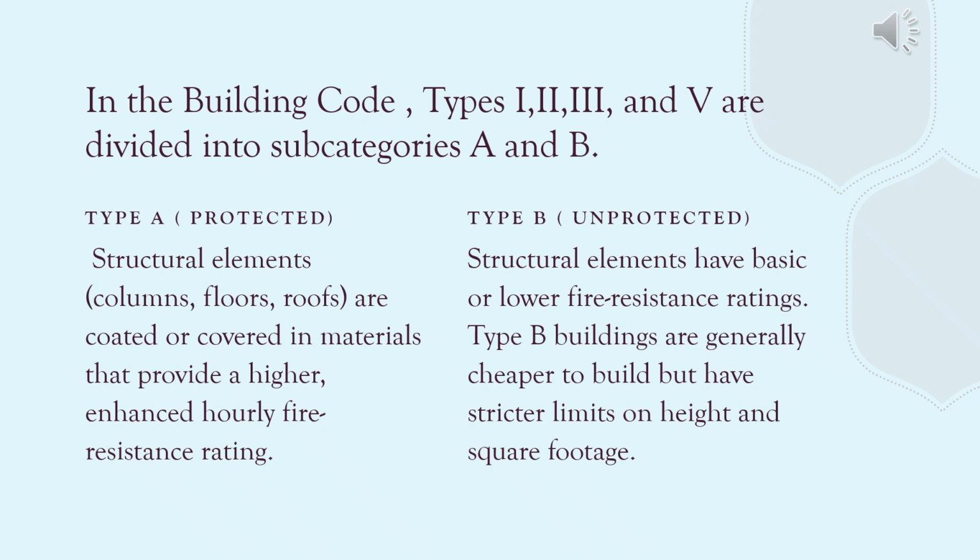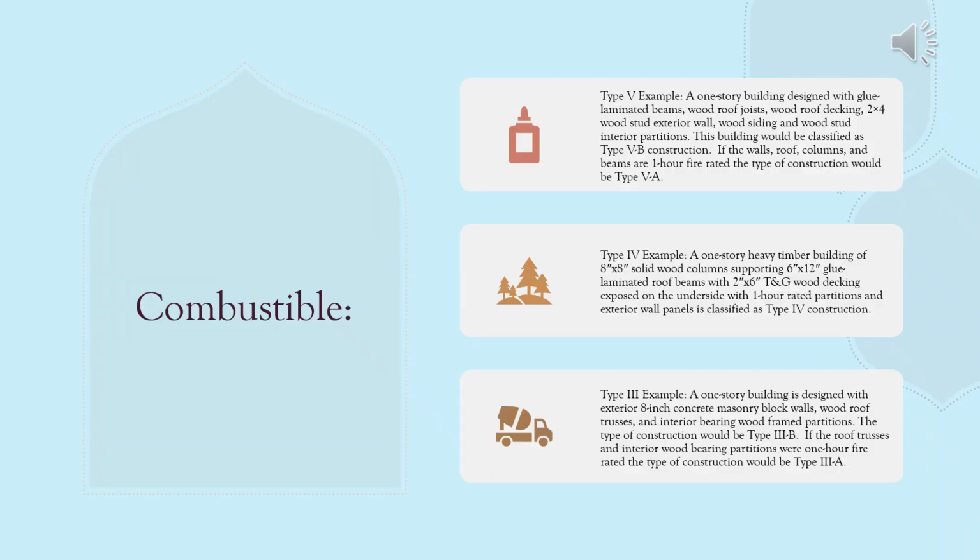Type A is protected. Structural elements are coated or covered in materials that provide a higher, enhanced hourly fire resistance rating. Type B is unprotected. Structural elements have basic or low fire resistance ratings. Type B buildings are generally cheaper to build, but have stricter limits on height and total square footage. The determining factor is: is it combustible?